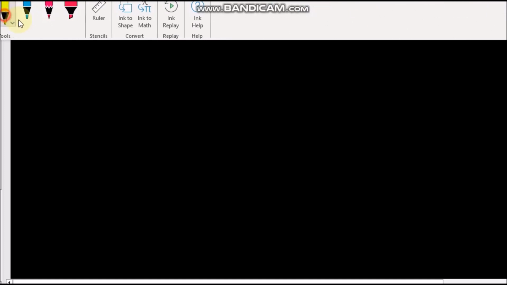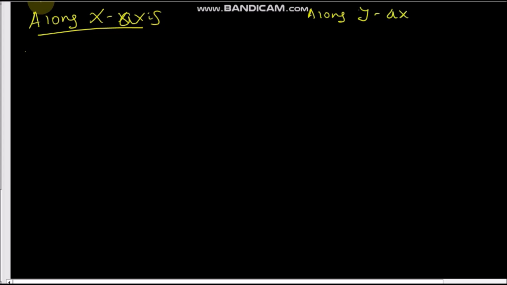So we are going to derive equations, one along the x-axis and one along the y-axis.